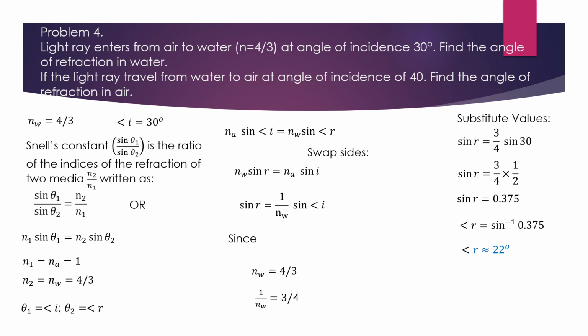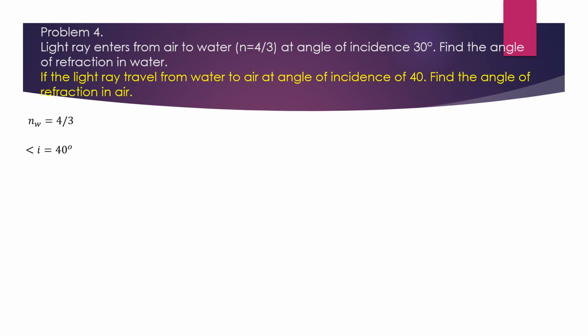Now this second part. Second part of problem 4: if the light ray travels from water to air at an angle of incidence of 40 degrees, find the angle of refraction in air. Here, note, water is a denser medium, air is a rare medium. The ray of light from dense to rare medium will bend away from the normal, making an angle greater than the angle of incidence. Here, the angle of incidence is 40 degrees. The angle of refraction has to be greater than 40 degrees. Just keep it in mind while making your calculations so that you know your answer has to be greater than 40 degrees. Don't make an error in it.